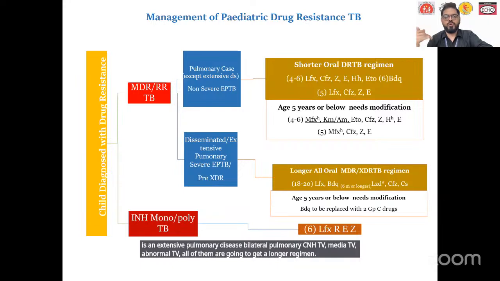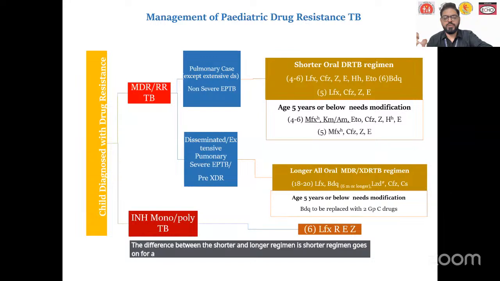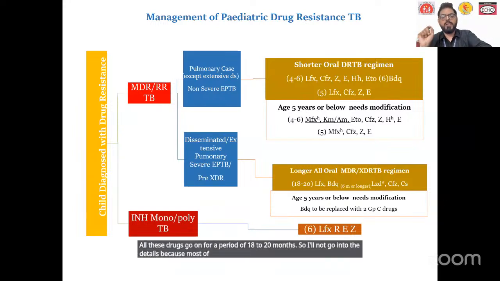The difference between the shorter and longer regimen is, shorter regimen goes on for a period of 9 to 11 months with multiple drugs, that is 6 to 7 drugs in the intensive phase, 4 drugs in the continuation phase, and the longer regimen is again a uniphasic regimen. There is no intensive phase and continuation phase. All these drugs go on for a period of 18 to 20 months. So I'll not go into the details because most of us don't treat it actually.